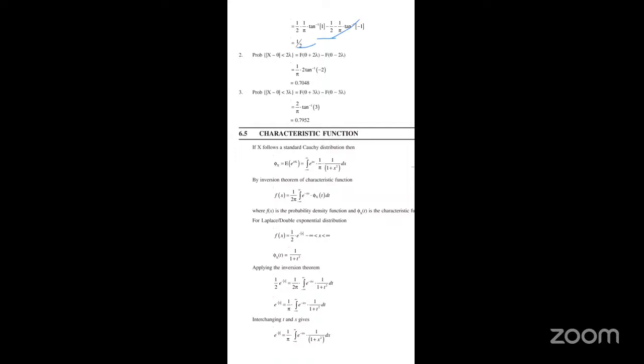In the first one we took less than lambda. So in the second one, we'll take less than 2 lambda, and then we get the value approximately 0.7048. If we are taking it less than 3 lambda, then we are getting the answer as 0.952.